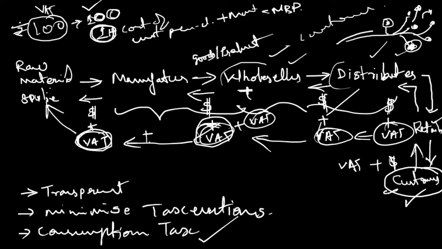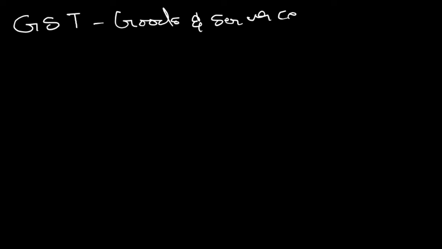It is assumed that due to cross-checking in a multi-stage tax, evasion will be checked, resulting in higher revenues to the government. On the other hand, we can speak about GST. So GST stands for what? Goods and services tax. Service is different, and servitude is different.